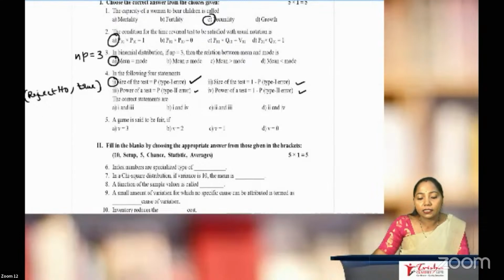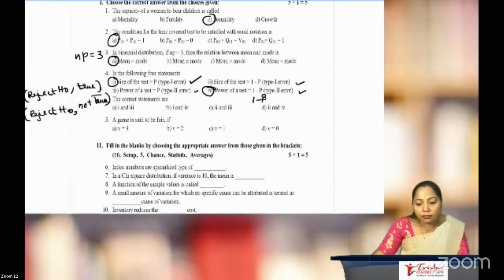Power of the test is probability of rejecting H naught when it is not true. That is 1 minus probability of type 2 error. That is 1 minus beta. Option B is right. The last question, a game is said to be fair when there is no gain and there is no loss. Value of the game will be 0. Option D, yes.